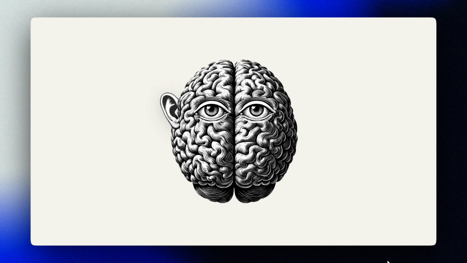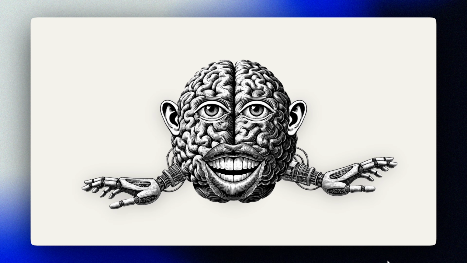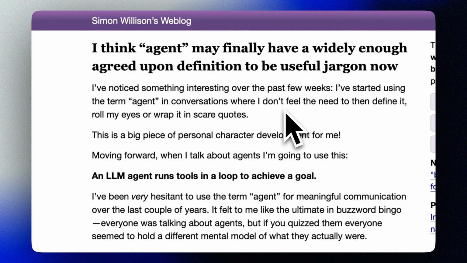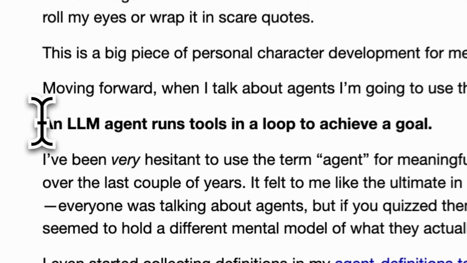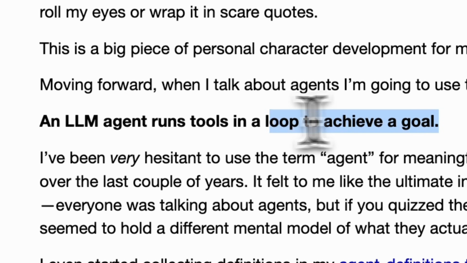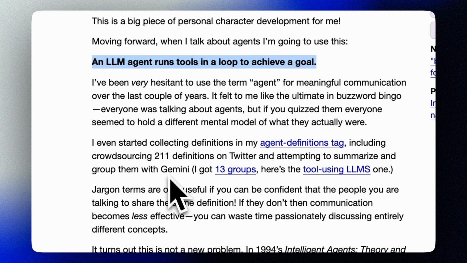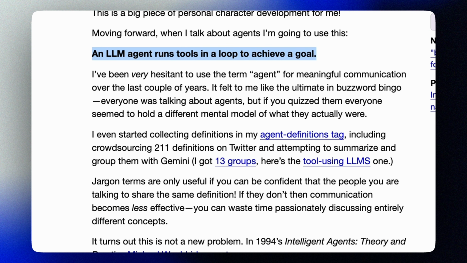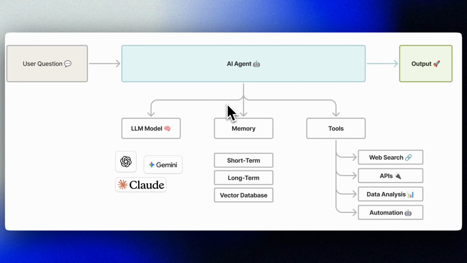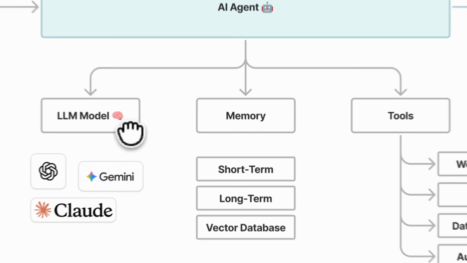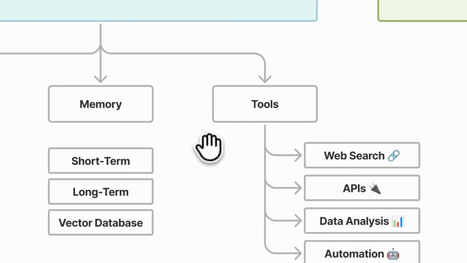A brain with hands that runs in a loop. There seems to be somewhat of a consensus, at least around the concept of tools in a loop. An LLM agent runs tools in a loop to achieve a goal. As Simon Willison also points out, the part about achieving a goal also means that there are no infinite loops. There is a stopping condition. In addition, we also assume some level of short-term memory to be able to work in more than one loop. Okay, so 3 key components plus memory.